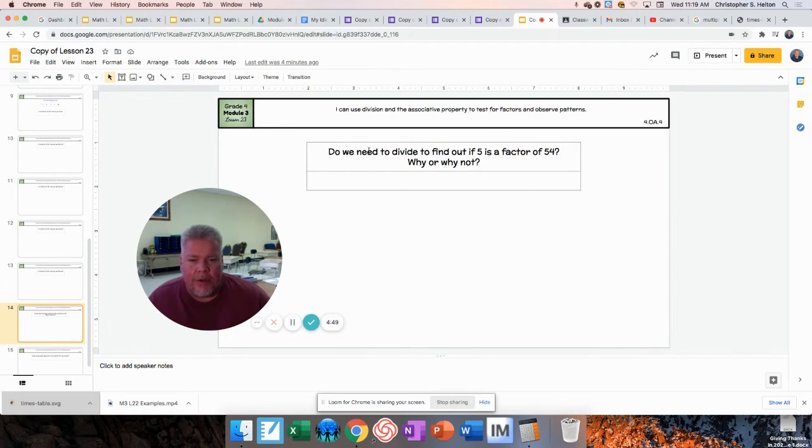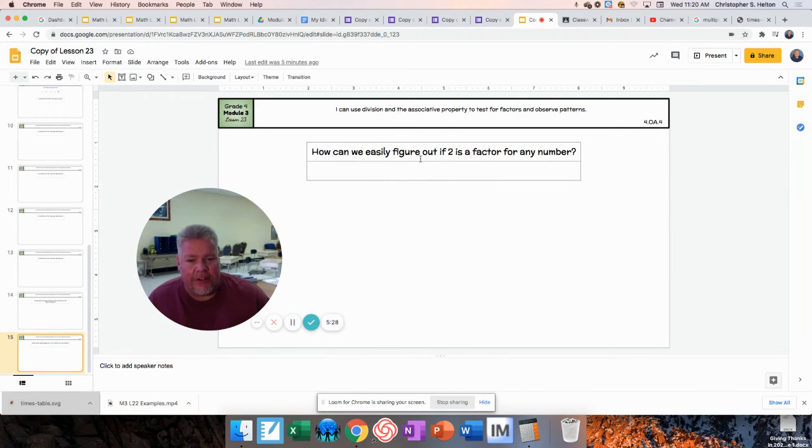Next slide. Do we need to divide to find out if 5 is a factor of 54? No. Remember what we looked at in the video. Anything times 5 is either going to end in a 5 or a 0. 1 times 5 is 5. 2 times 5 is 10. 3 times 5 is 15. 4 times 5 is 20. So it's either going to end in a 5 or a 0. And 54 does not end in a 5 or 0. So we don't need a calculator. We don't need a number chart. We know that no, 5 is not a factor of 54 because 54 does not end in a 5 and it does not end in a 0.